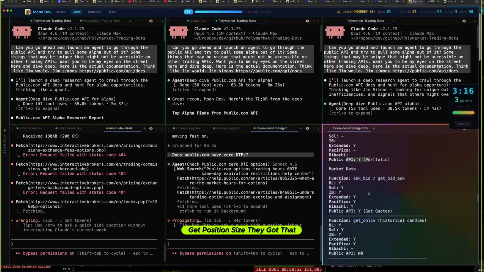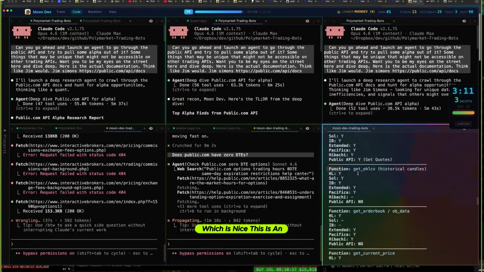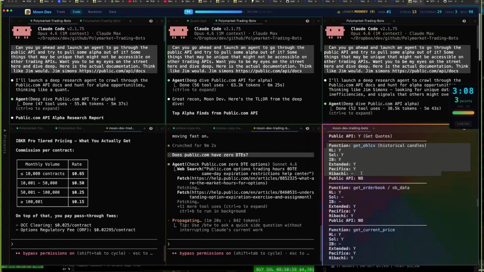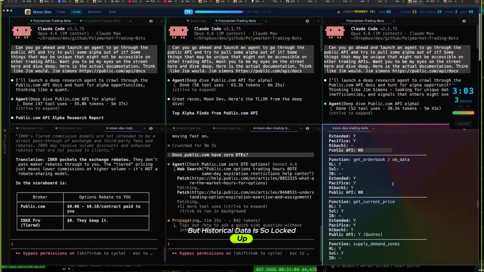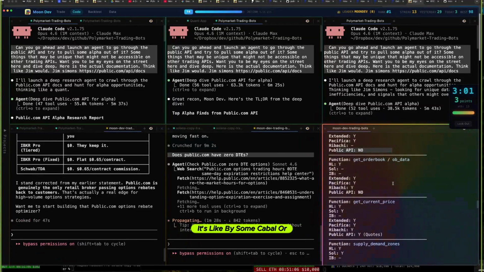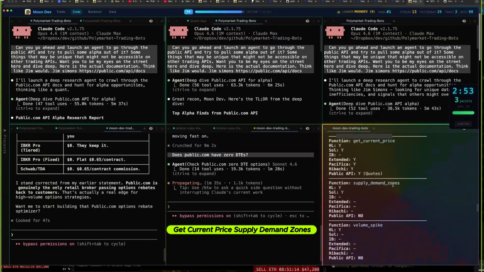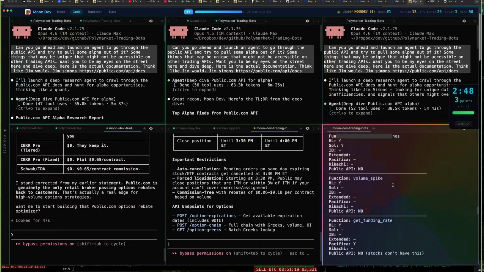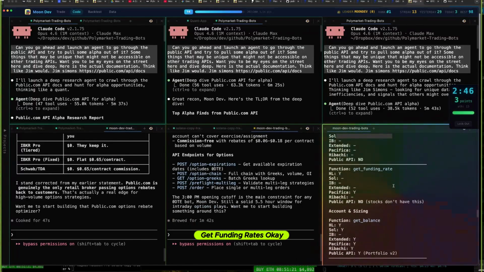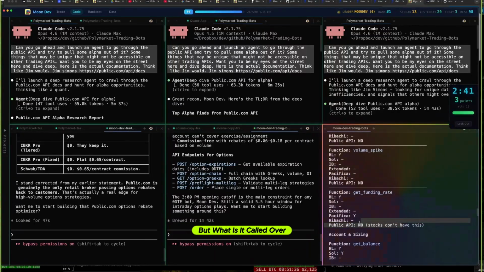It's a function I built of closing positions after looping. Get position size. They got that, of course. Ask bid. You can get the quotes, which is nice. This is an L here. No historical data. No historical data on public. But historical data is so locked up. It's like by some cabal or something. I don't get it. Get current price, supply demand zones, volume spike. Get funding rates. Okay, they don't have that, but they have something similar. Stocks don't have this, but what is it called over here?